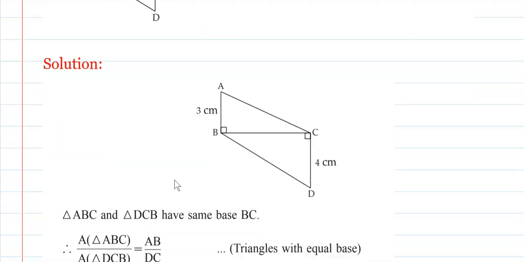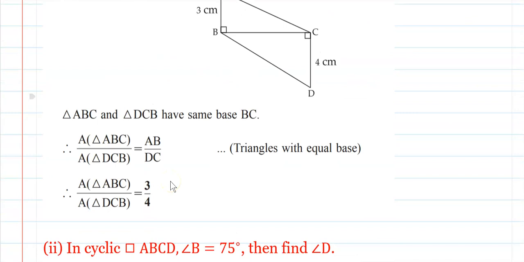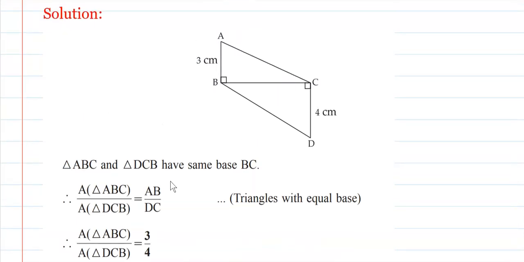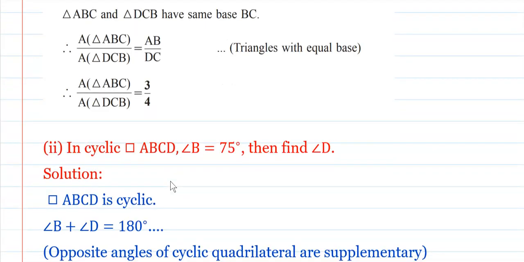Now we'll solve this. Okay. Triangle ABC and triangle DCB have the same base. Therefore area of triangle ABC upon area of triangle DCB is equal to AB upon DC, triangles with equal base, and that is nothing but 3 by 4, and this is the answer.